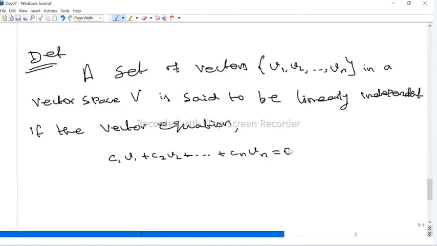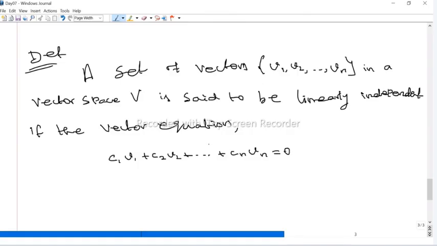So here v1, v2, etc., vn are given, known vectors. The unknowns in this equation are c1, c2, etc., cn. So for what values of c1, c2, etc., cn is it a solution of the equation? Okay, so if v1, v2, etc., vn are linearly independent, the only solution of this equation is 0, 0, 0, 0.